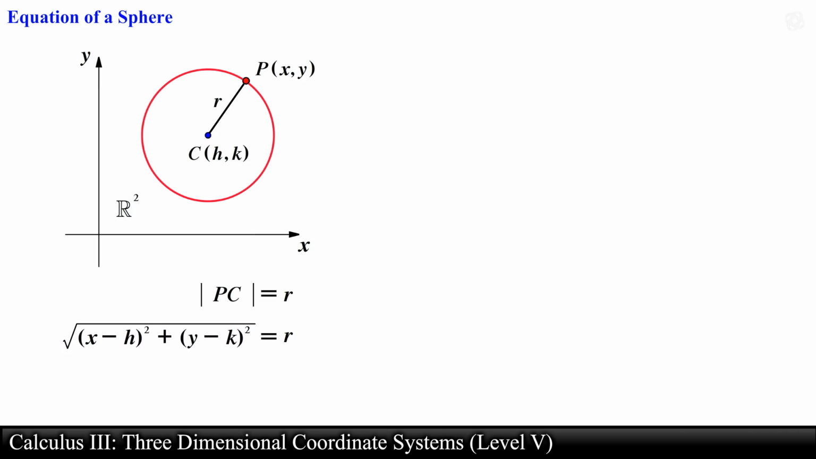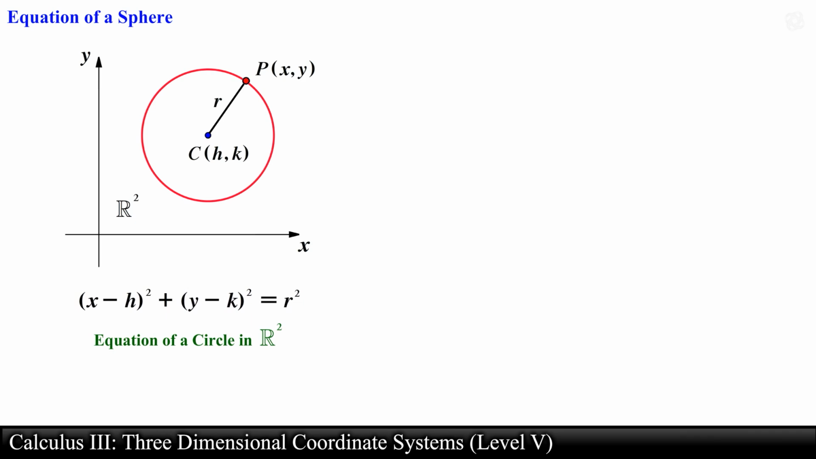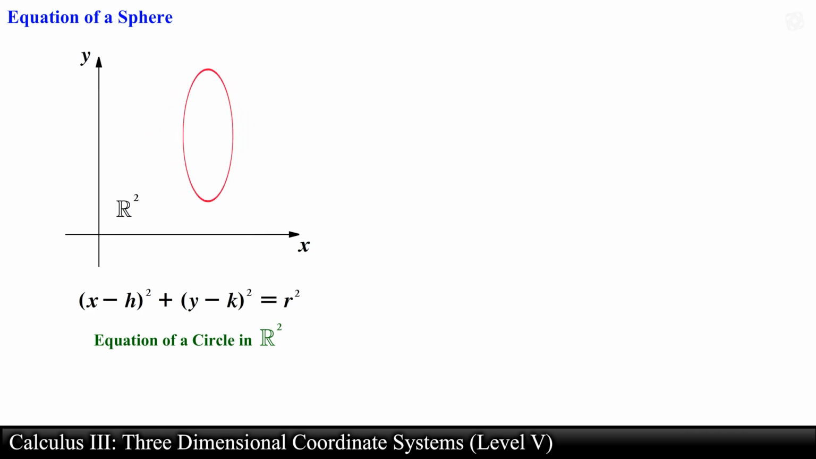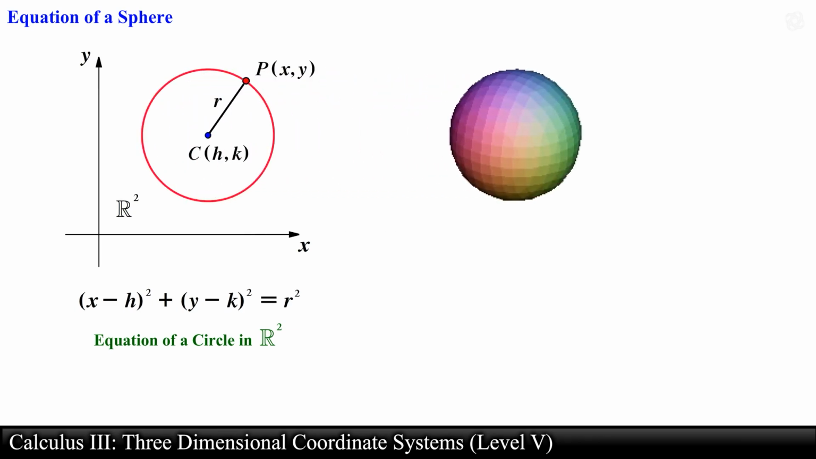We can make the equation more user-friendly by squaring both sides of the equation. Doing that, we obtain the final equation of a circle with center (h, k): the quantity x minus h squared plus the quantity y minus k squared equals r squared. Keep in mind that this equation represents a circle in 2-dimensional space. We can form a surface using this curve by rotating it about its axis of symmetry. Doing that, we see that we end up forming a sphere in 3-dimensional space.